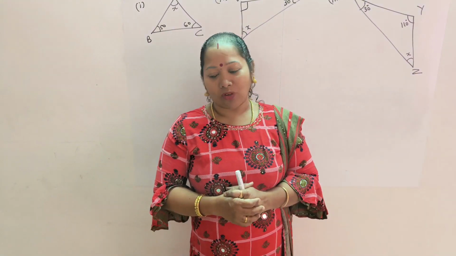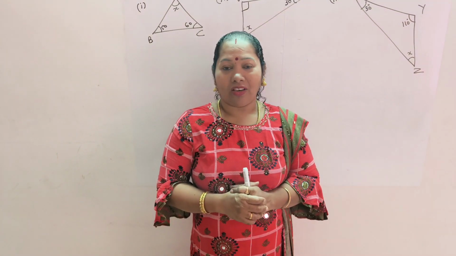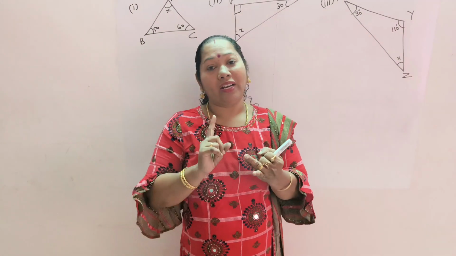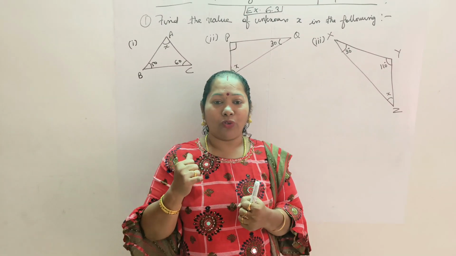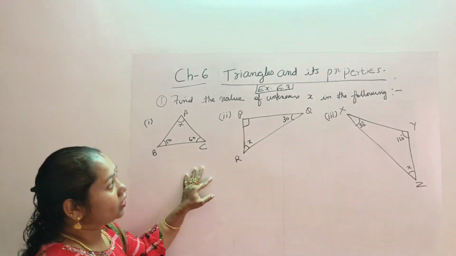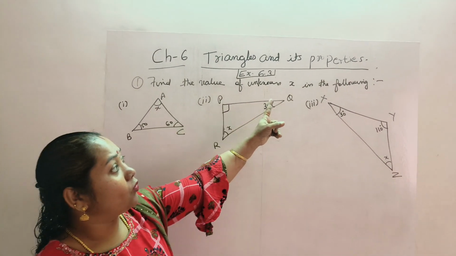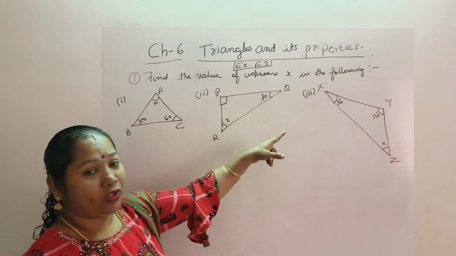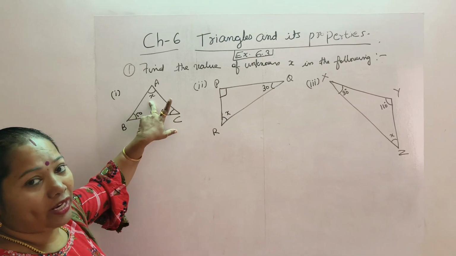So, today we are going to do exercise 6.3. Already we have uploaded 6.1 and 6.2. So now we are going to do 6.3. Okay. So let us see what is in this one. In this one we have to find the value of unknown x in the following.